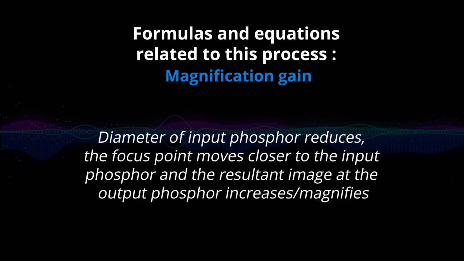Magnification gain is when the diameter of the input phosphor reduces, the focus point moves closer to the input phosphor, and the resultant image at the output phosphor increases or magnifies.